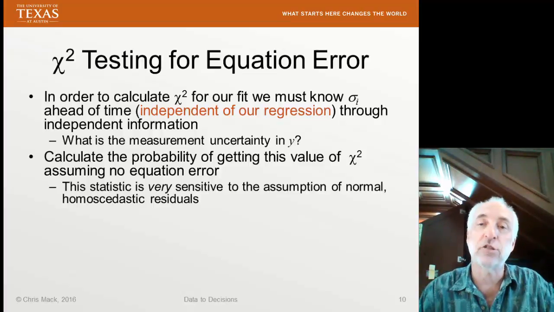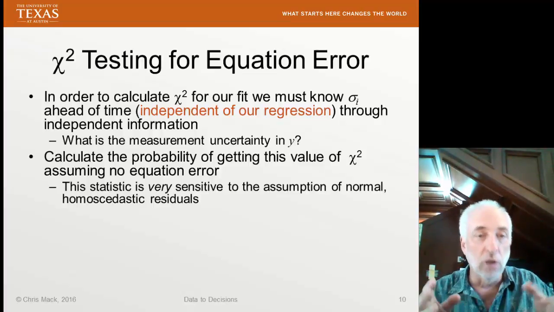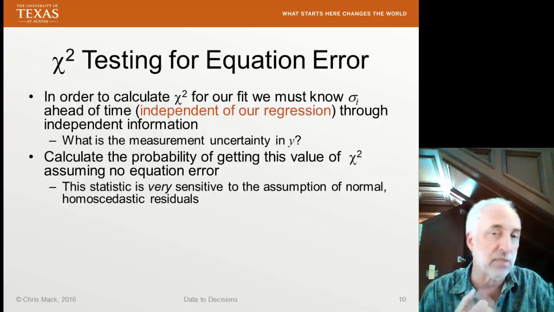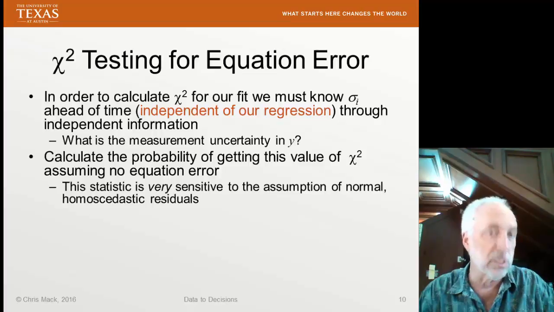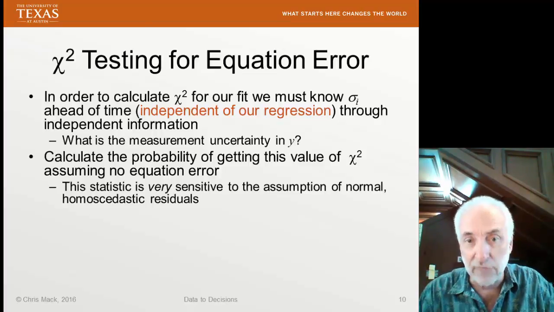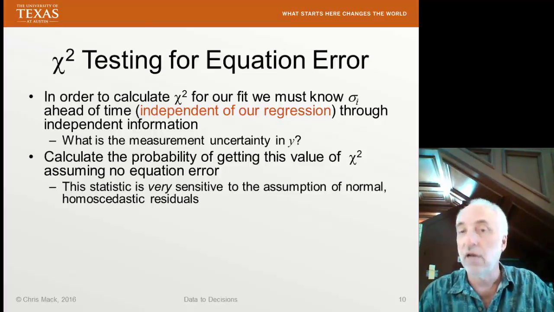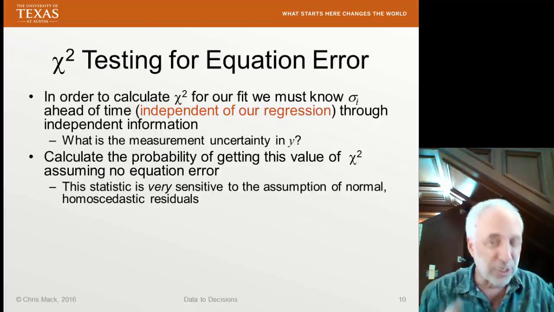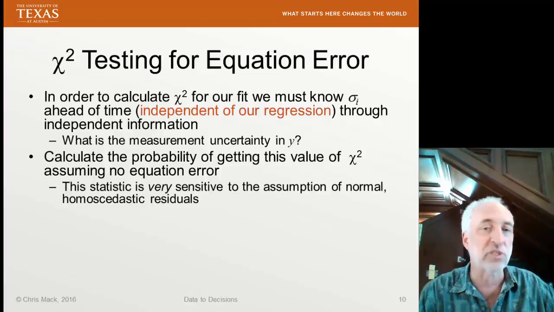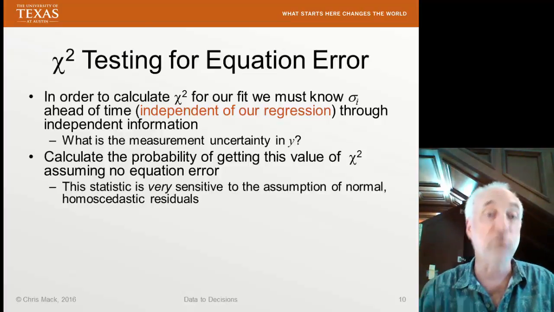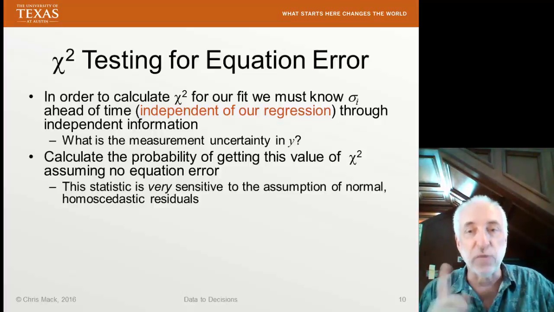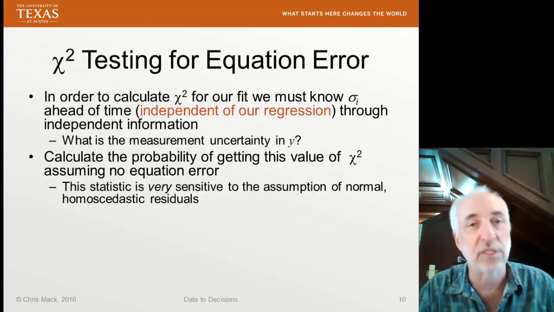Now, assuming a chi-square distribution means we're assuming normal homoscedastic residuals, and this statistic is very sensitive to that assumption. If we don't have normal residuals, if we don't have homoscedastic residuals, we will get a value for chi-square that's way off from what we would expect otherwise. So we have to check the assumptions of normal distribution and homoscedastic residuals first before we could possibly do a chi-square test.